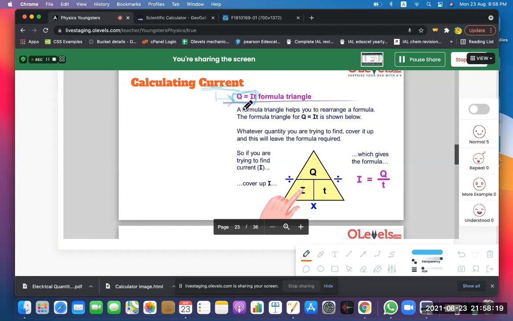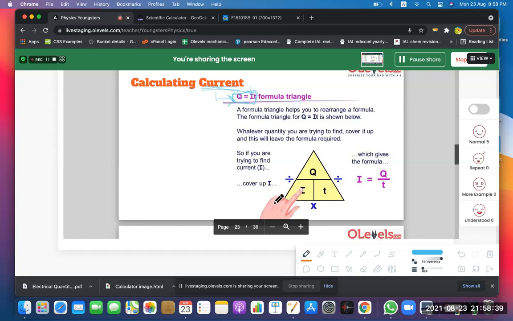Yes, now look at what's written here. This formula is for calculating charge, but here we have to calculate the current, and current is I. We will rearrange the formula, and then we will get the formula for current. Yes, very good. So here we will use the formula triangle.